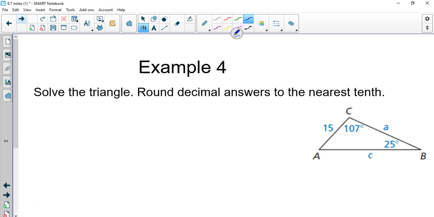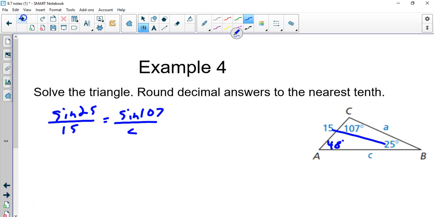Same concept here. Now, on this one, we already have two of the angles, so we can just find the third angle by adding those up and subtracting from 180. So A is going to be 48 degrees. We know that. Okay? Now, what do we know? What's our magic ratio? It's this one right here. Sine of 25 over 15. Now, we can find A or C, it doesn't matter. Equals sine of 107 over C.